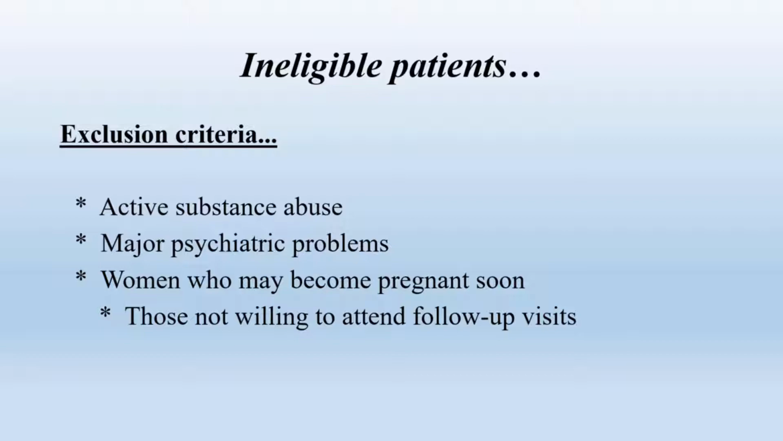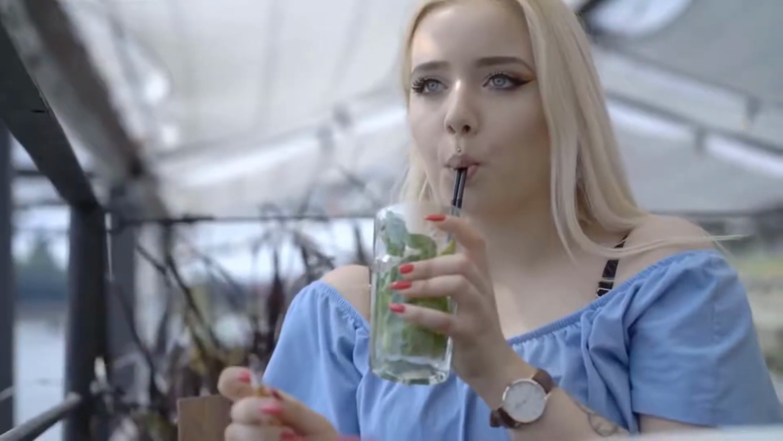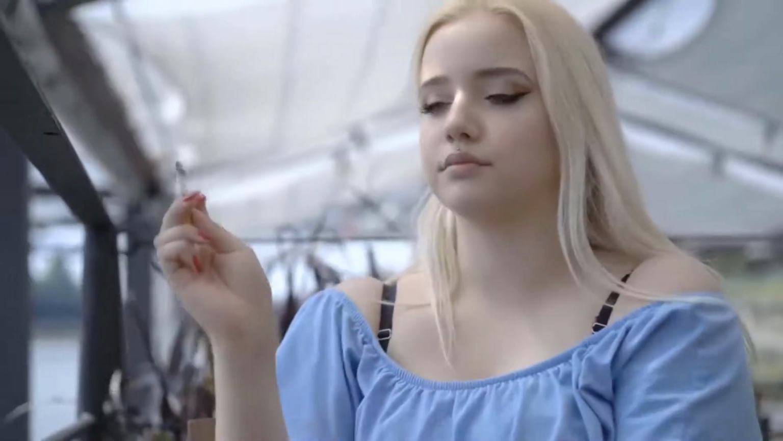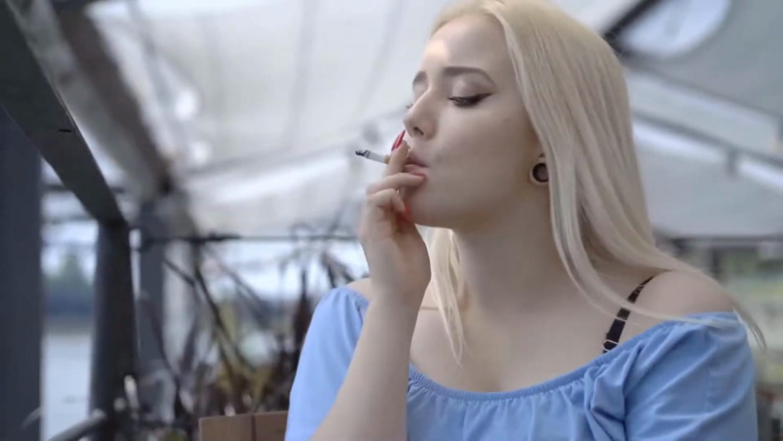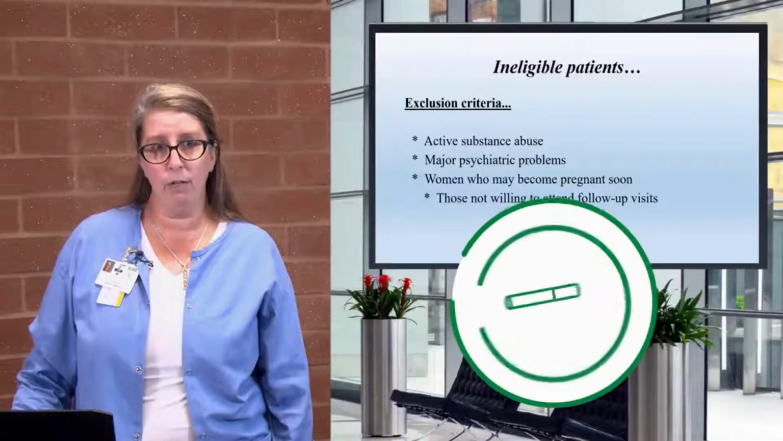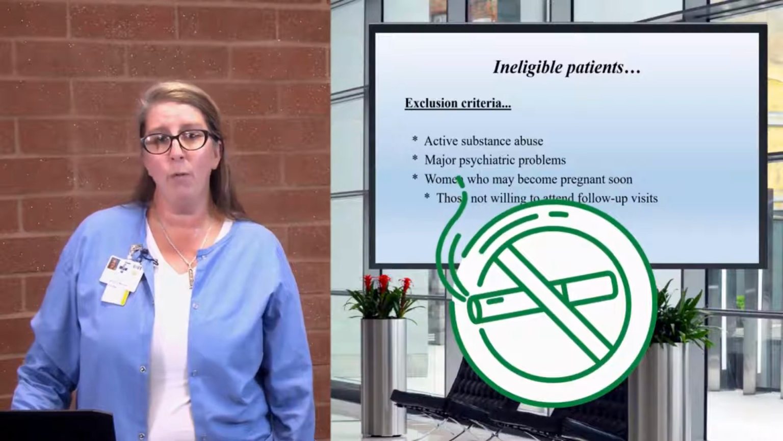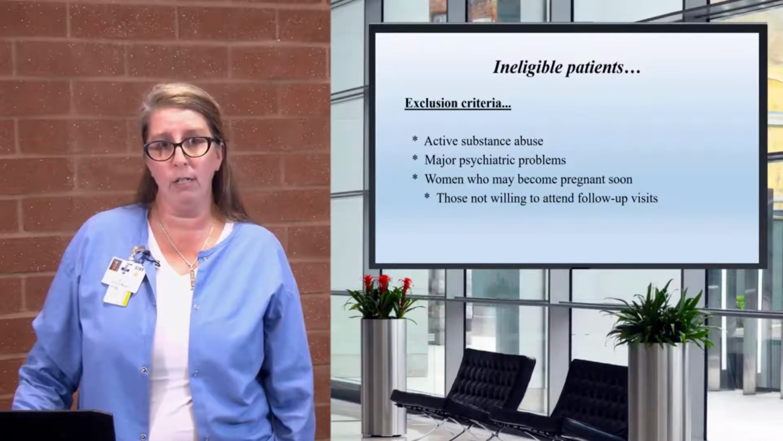Ineligible patients. This slide will review the types of patients who will be excluded from having bariatric surgery. Those patients that are actively abusing substances. This is alcohol, drugs, and tobacco. All of our patients must be nicotine-free and not be smoking at all or vaping before they have surgery. There is a nicotine test that is performed to reduce the risk of postoperative complications.